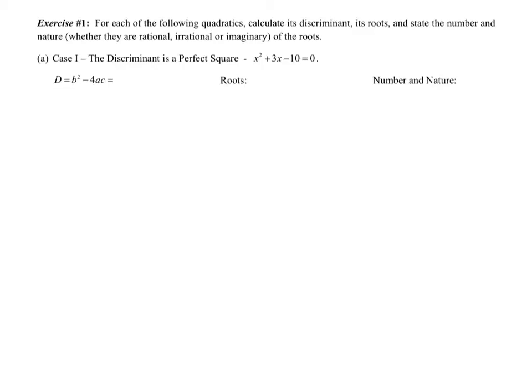Exercise 1. For each of the following quadratics, calculate its discriminant, its roots, and state the number and nature, whether they are rational, irrational, or imaginary, of the roots. So this has to go very neatly in your notebook. Here is case 1, and this is what we want in there. Case 1, the discriminant is a perfect square. And then we're going to go through and describe 3 things about it.